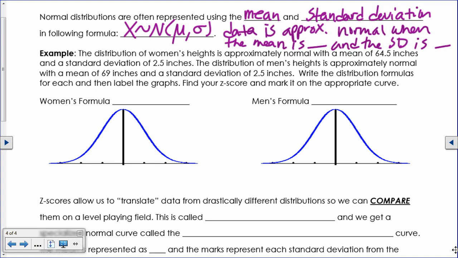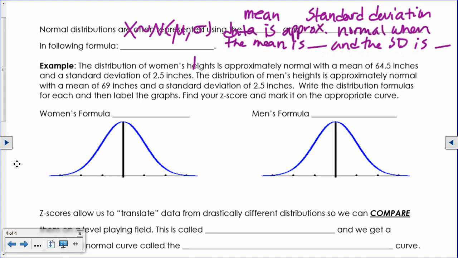Okay? So it says the distribution of women's heights is approximately normal with a mean of 64.5 inches and a standard deviation of 2.5 inches. So we're going to stop there and draw a little line, change up our thinking. I'm going to take just that information and I'm going to write down the formula here. So the X squiggle N does not change. That's the same for anything. What changes is what the mean and standard deviation are, and you get that straight from the word problem.